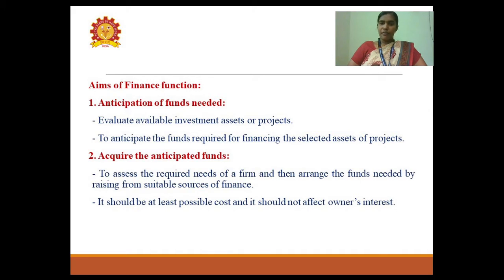In our market, there are n number of sources of finance. So as a financial manager, he has to think about which is the right source, the one giving the very minimum cost. So he has to assess the required needs of a firm and then arrange the funds needed by raising them from suitable sources of finance. Second, it should be at the least possible cost and should not affect the owner's interest. The amount we are going to get should come at minimum cost to the owner and should not affect the owner's interest. That is what they should take care of.